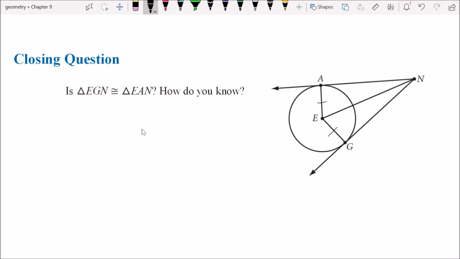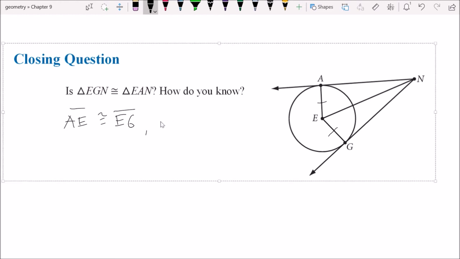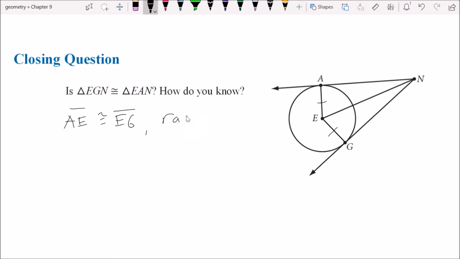First of all, we're going to name these two segments. Segment AE is congruent to segment EG. Oops, capital letters. Got to try to be a good teacher here. AE and EG because each is a radius. So I'm going to put radii. Okay, that's our first claim there.